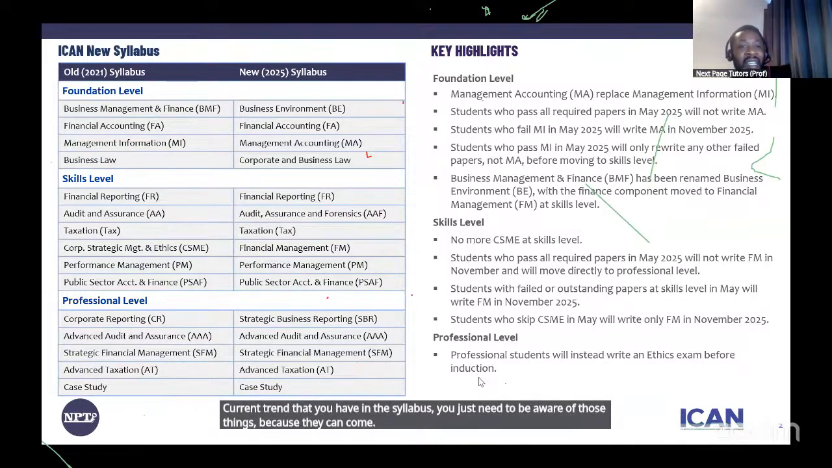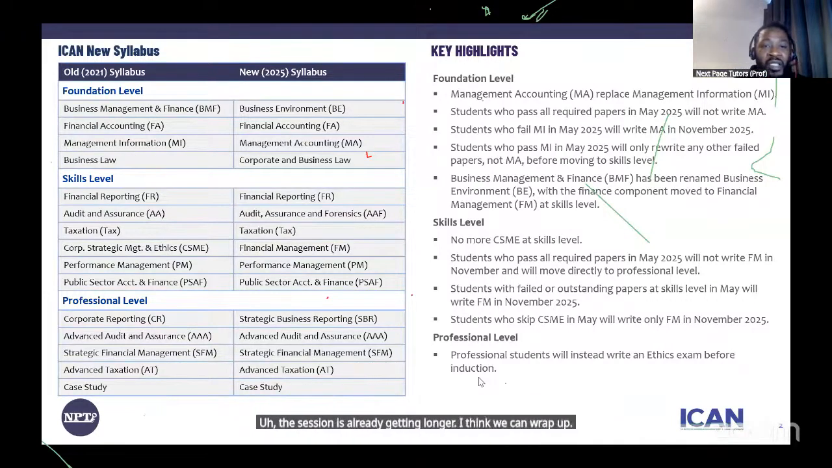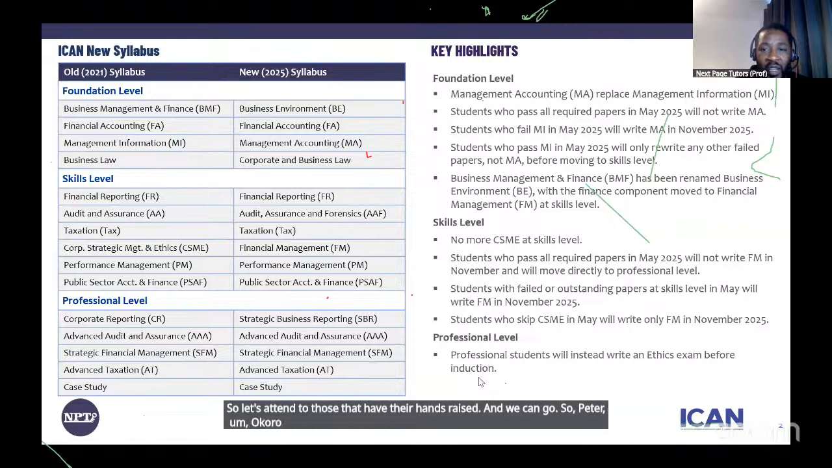The session is already getting long. I think we can wrap up. So let's attend to those that have their hands raised and we can go. So Peter Okoro, you can go ahead with your question.